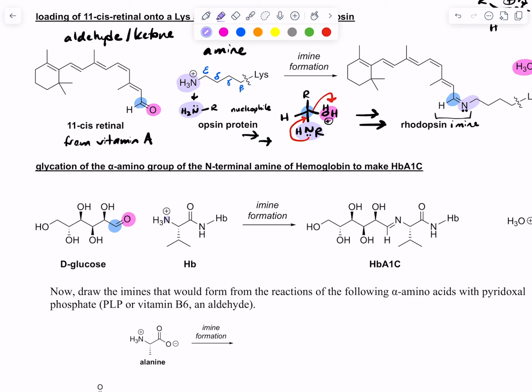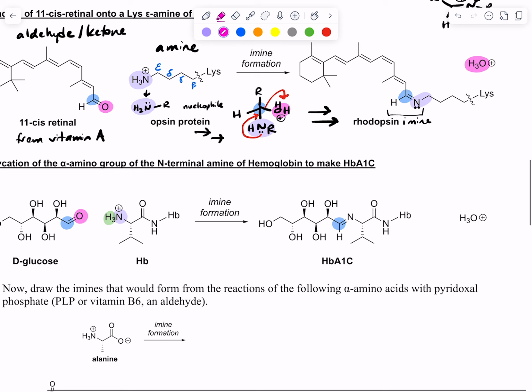Here's the nitrogen that's going to act as a nucleophile. There's the protons that are on the nitrogen. Again, look at imine formation. Separate the carbonyl oxygen and the carbonyl carbon. Click. Then separate the nitrogen of the ammonium group and its protons. Click. Then put the nitrogen in the place of the carbonyl oxygen, and then put the protons on the oxygen. And you've got yourself an imine and H3O+. All right? So that's imine formation.